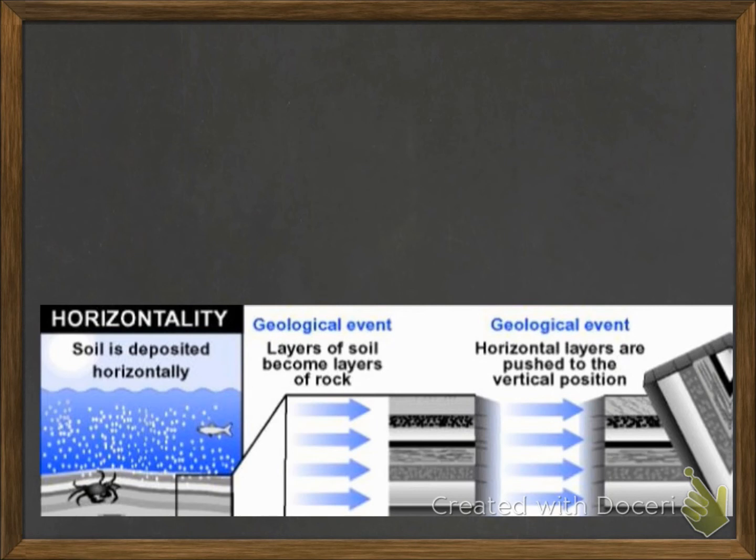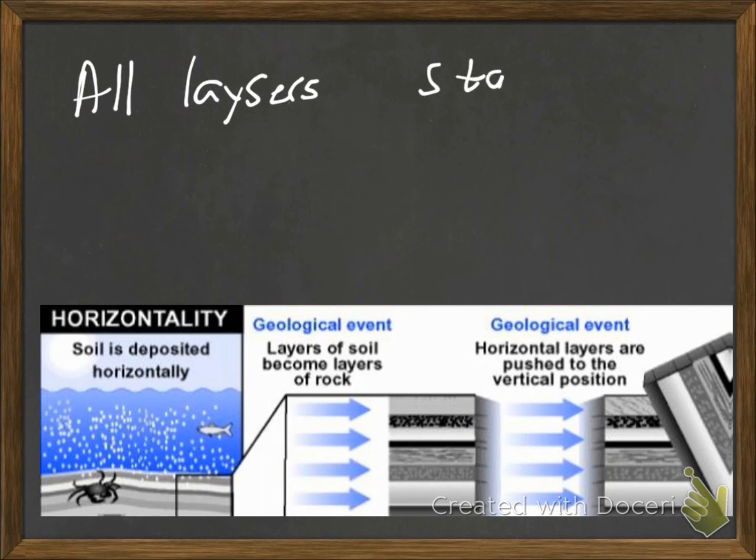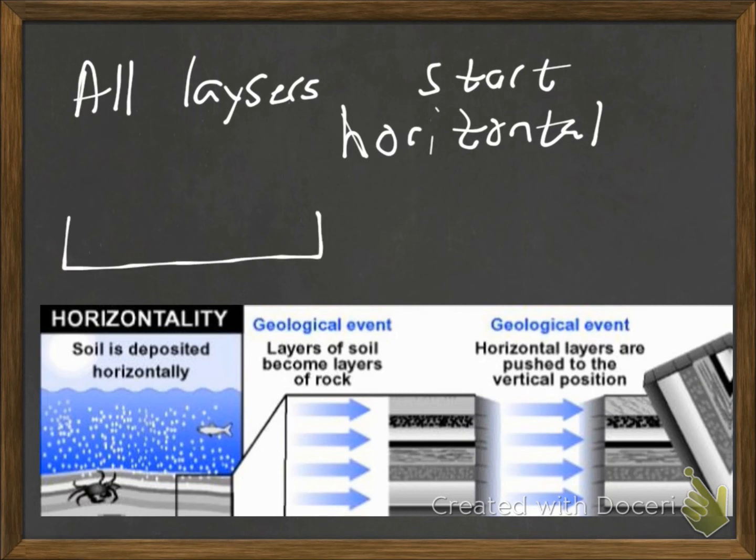The next principle is that of original horizontality. And this says that all layers start horizontal. So as the sand falls, or whatever falls into the bottom, it's not going to fall down and then pile up like this naturally.